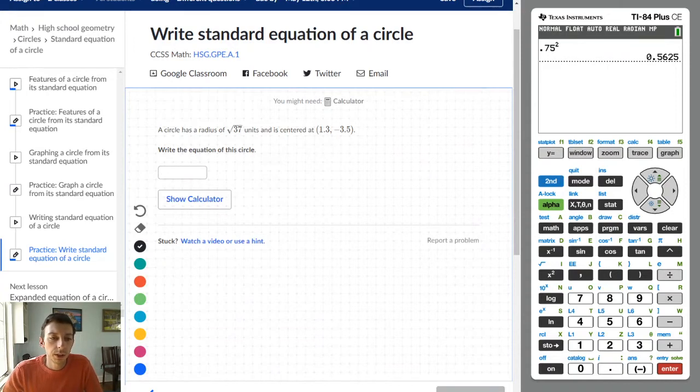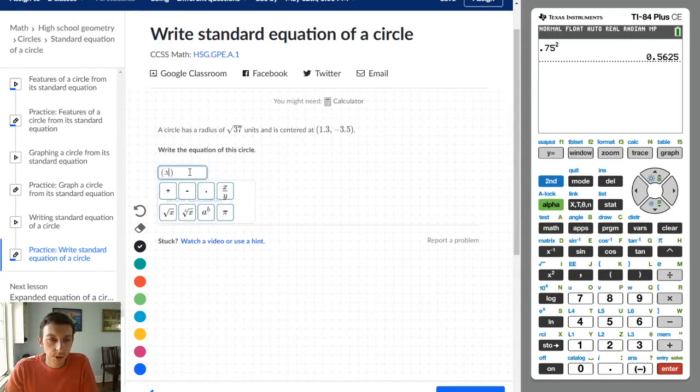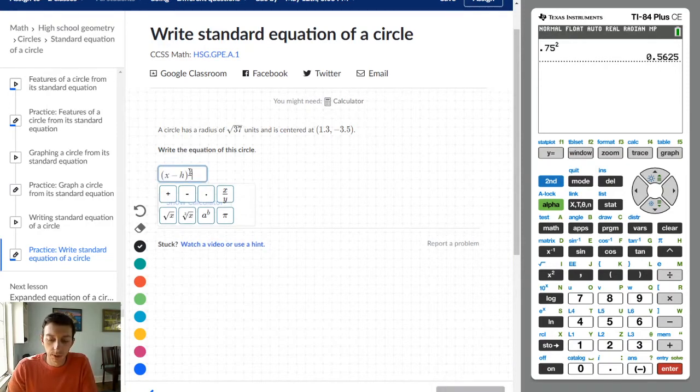So the next question here: a circle has a radius of the square root of 37 units and is centered at (1.3, -3.5). We're going to start in the same place that we did with our last one. Again, I recommend you write this out so that you can just fill it in. If you're trying to get the exponent and you can't figure it out, you can always just click down here. I'm just using the shortcut on the keyboard. I'm going to put in 1.3 for my shift in the x direction, and then -3.5 for my shift in the y direction. And remember, if you have a double negative, you want to change that to a positive.